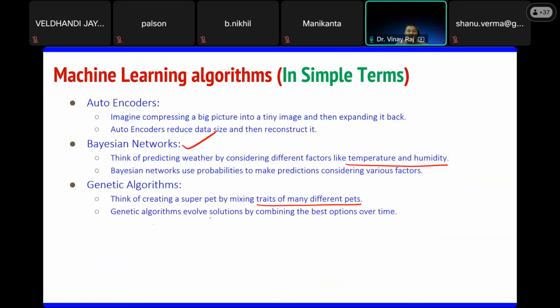So it evolves solutions by combining best options over time. Take 2 pets, take their best qualities, form a new one. Then add the best quality of third pet, form another one. So like this, you do it in genetic algorithms. You try to form a best model by combining different small models. Not ensemble, kind of ensemble, I would say.